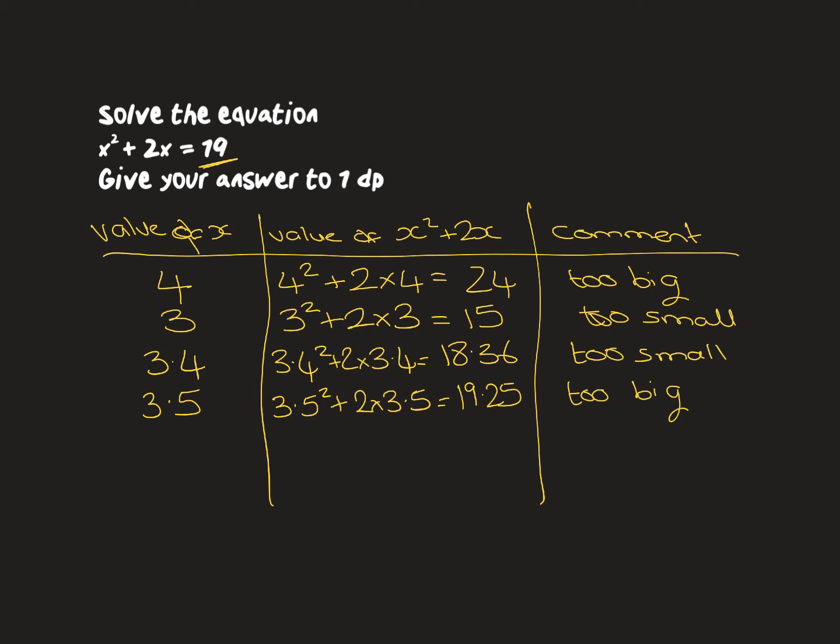Okay, so I need to decide now whether I'm going to do 3.4 or 3.5. I need to decide which is actually the closer one to 19. Now, looking at this, this is 0.25 over 19. This one here is 0.63 under. So that one there is a wee bit further away, the 3.4. So I'm going to pick 3.5. So x is equal to 3.5 to 1 decimal place.